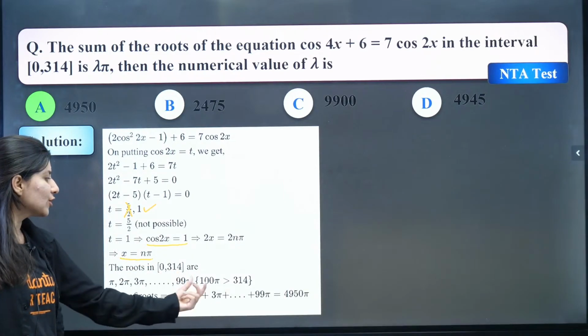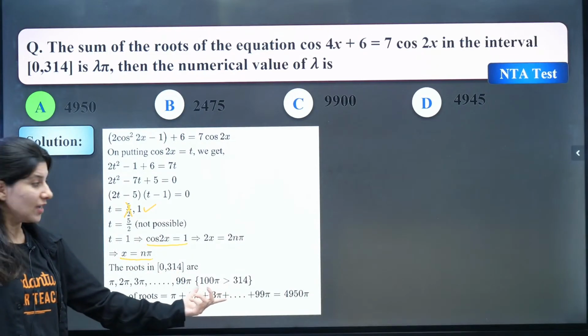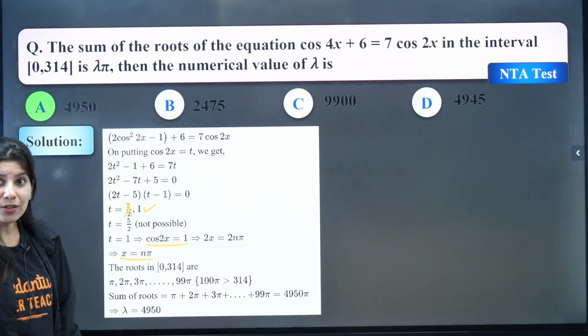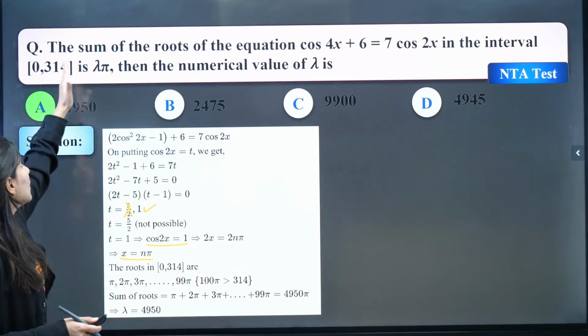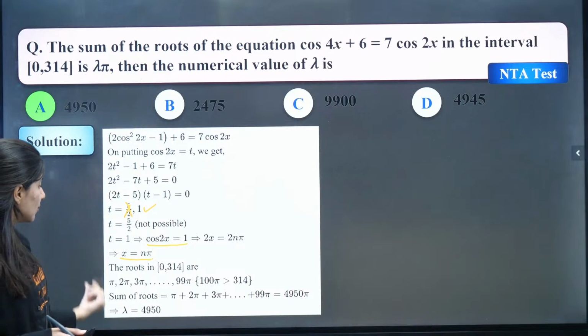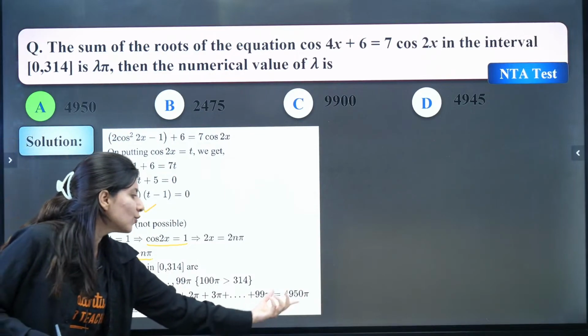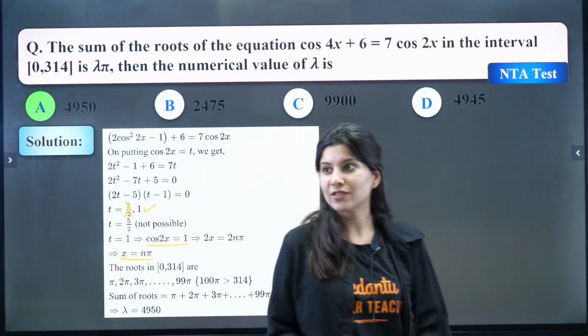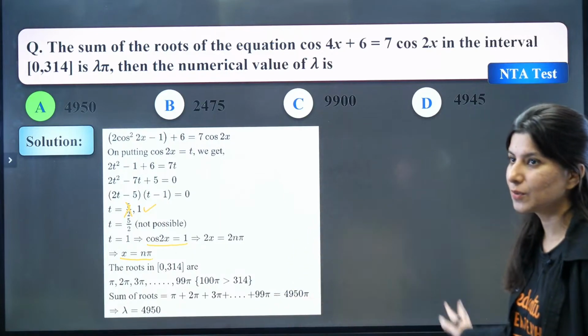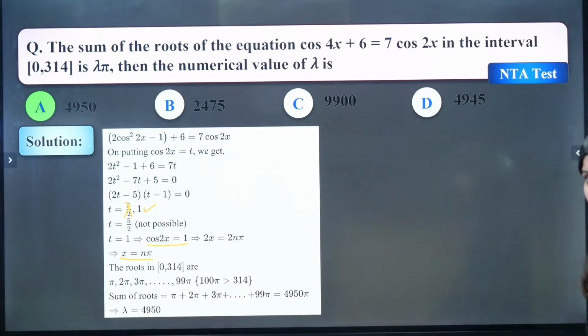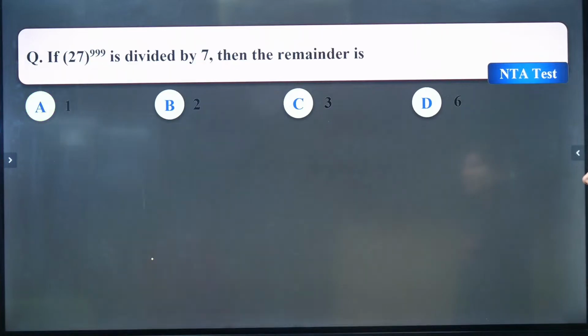And we have to just ditch that 100 pi. Why? Because 100 pi is greater than 314 and we cannot go beyond this value. So till 99 pi is our answer, 4950 pi, lambda is 4950. So I hope the solution is absolutely clear. Okay, I hope that this is clear.